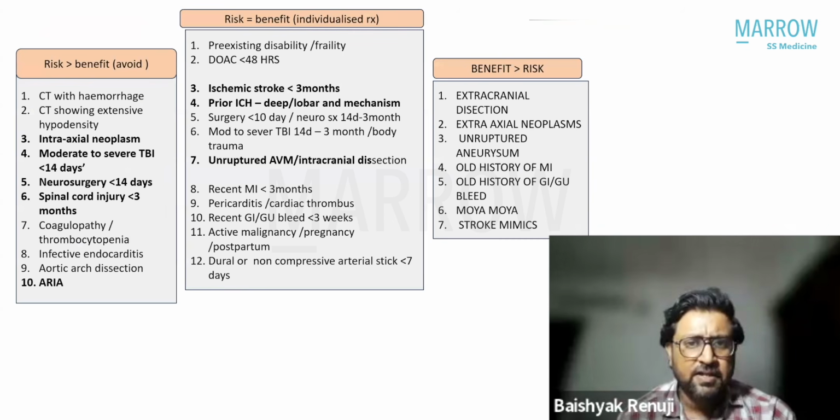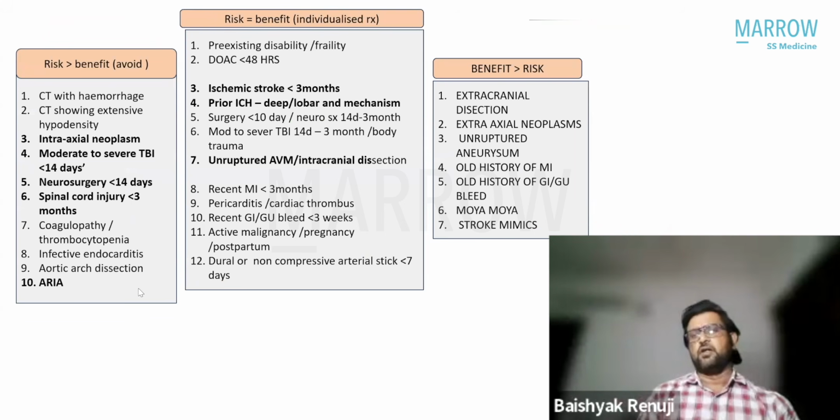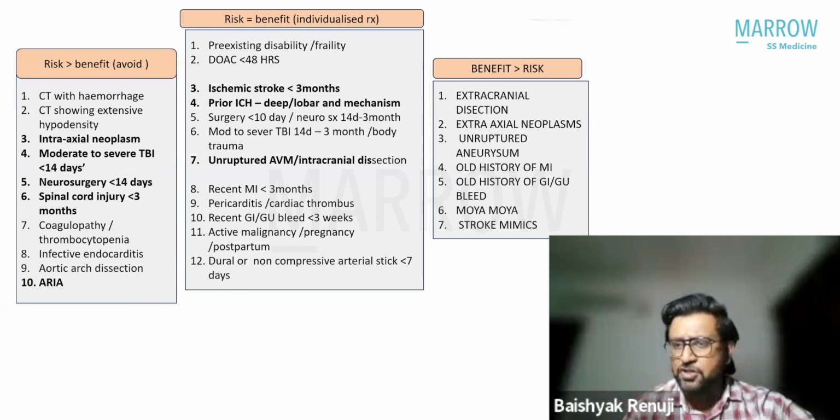So these are the new contraindications: CT with hemorrhage, CT showing extensive hypodensity, intra-axial neoplasms, and moderate to severe TBI. You can even include coagulopathy and thrombocytopenia in that spectrum. You should also include a non-compressible bleeding site. Anywhere there is non-compressible, active bleeding, that should be a contraindication. If it is compressible, well and fine. Something like bleeding from a catheter or menstrual bleed is not a contraindication. But again, with menstrual bleed, if they have an active large amount of bleeding, you have to take an opinion from a gynecologist.